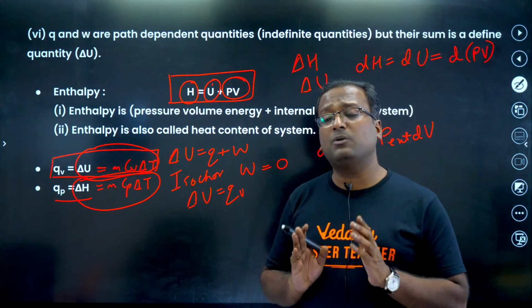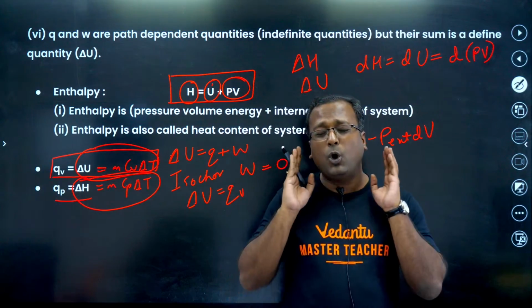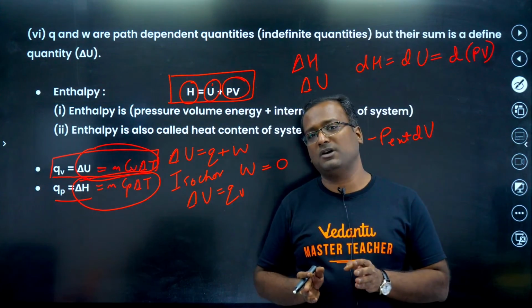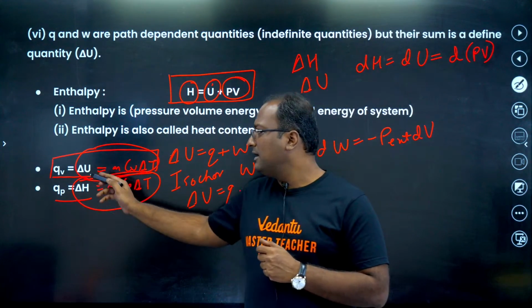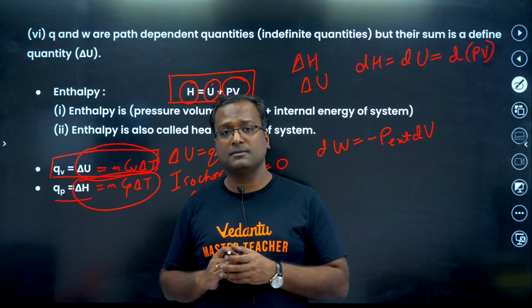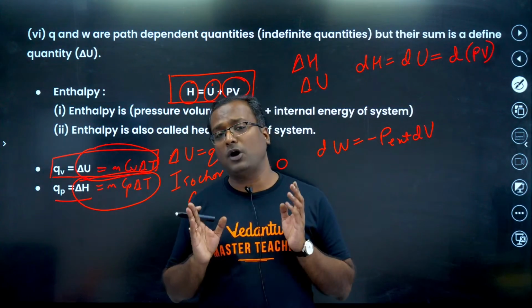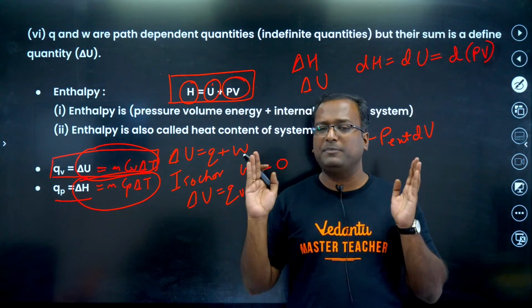Yes. Del U equal to NCV delta T and del H equal to NCP delta T is valid always, guys, no matter what process it is. One simple reason that we can give is del U is a state function, del H is a state function. So it does not depend on what the pathway is as long as T1 and T2 are kept same.